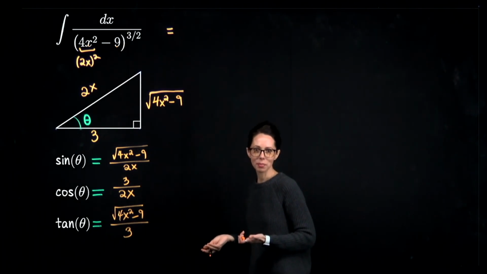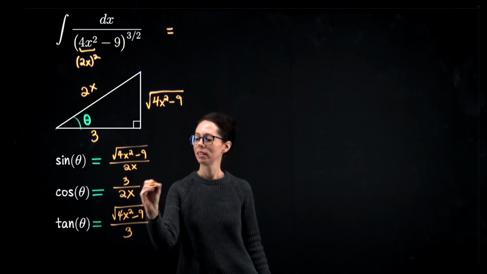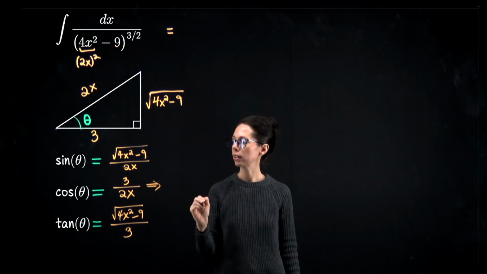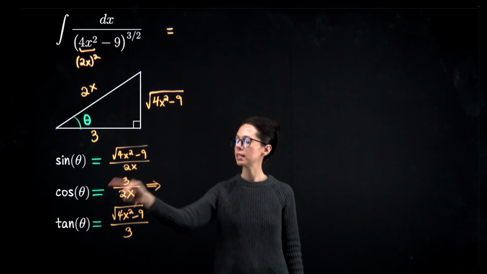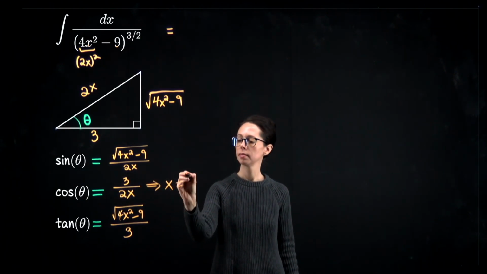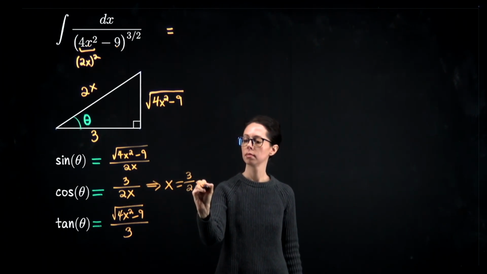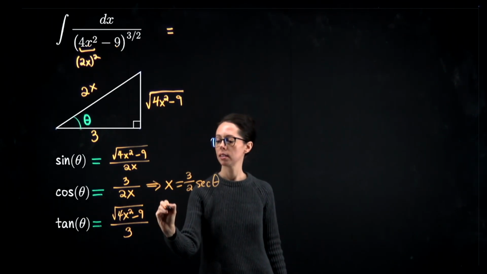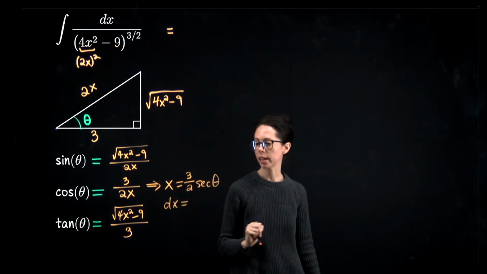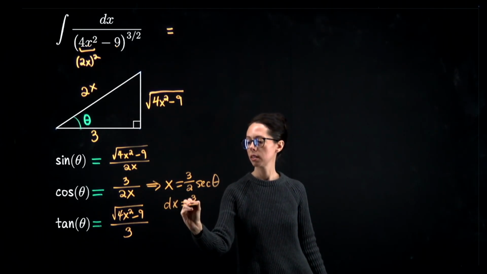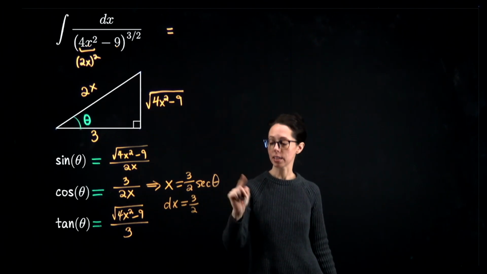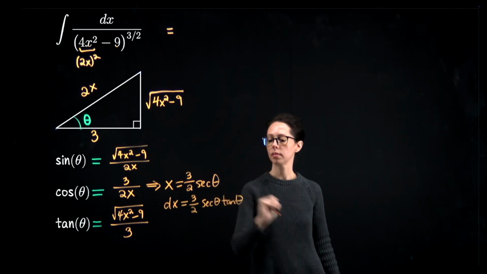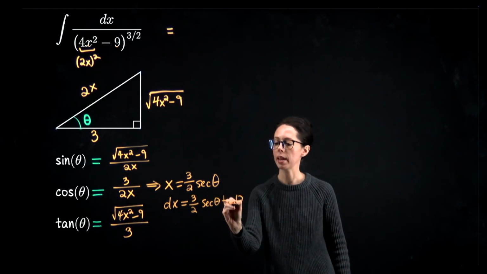As usual, one of them gives us a really nice way to link x and theta. So in particular, let's say x is 3/2 secant theta. That means that the dx differential in our starting integrand can get replaced with 3/2 secant theta tangent theta. Okay, let me pause here for just a minute.